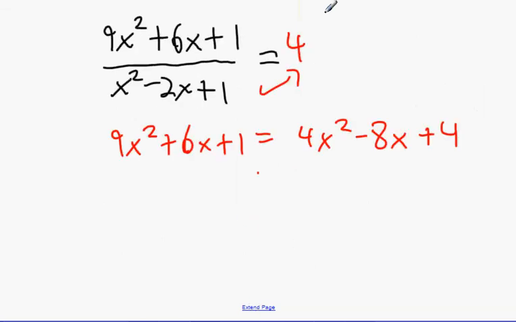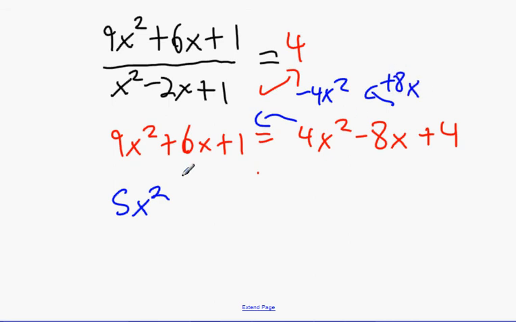Okay, so alright, move them over. Minus 4x squared. What happens when it turns into minus 4x squared? 9x squared minus 4x squared? 5x squared. What happens when that turns into plus 8x? No, it's going to turn into a plus 14x. And finally, when that turns into a minus 4? Minus 3 equals 0. Once again, do your reference number.